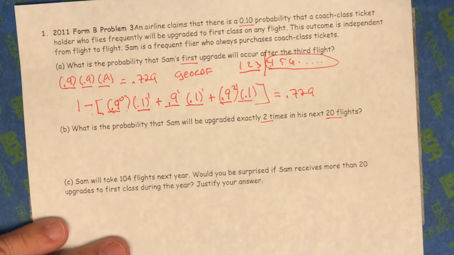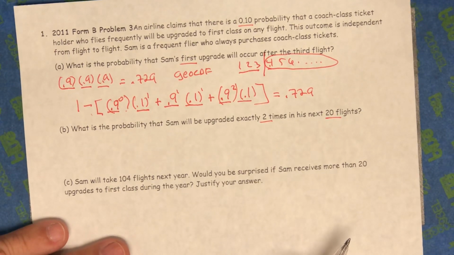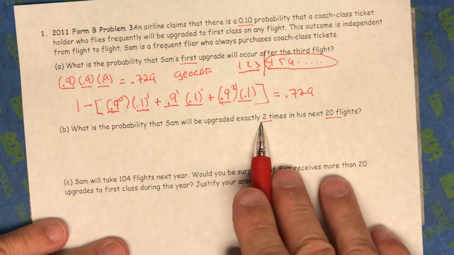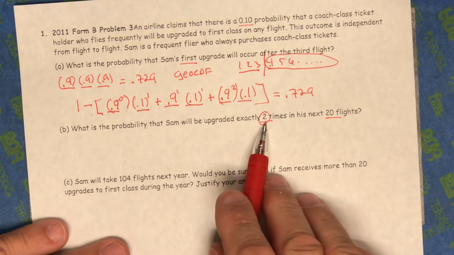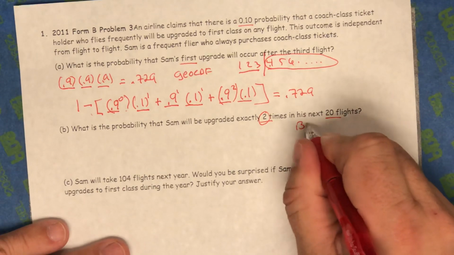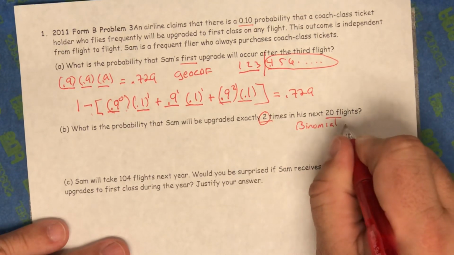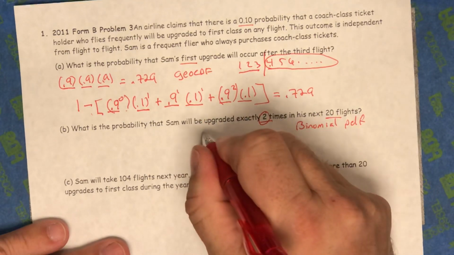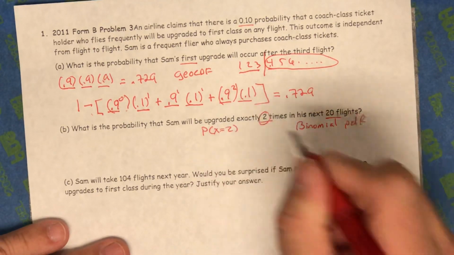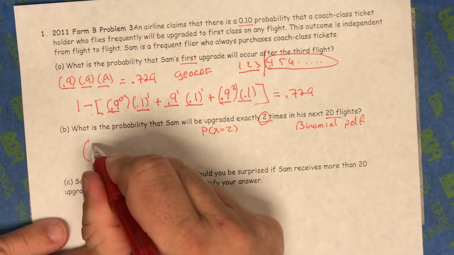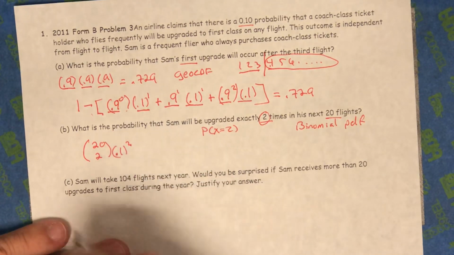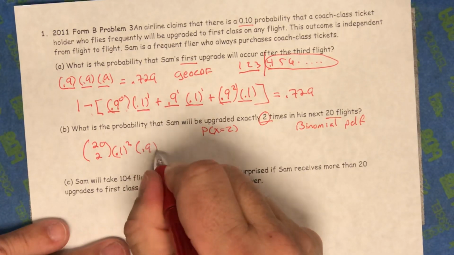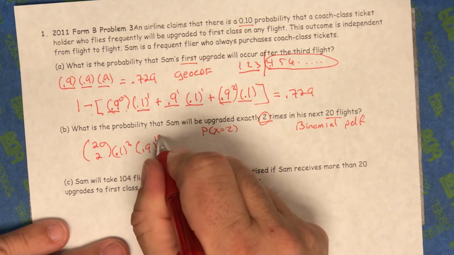So what is the probability that Sam will be upgraded exactly 2 times in 20 flights? Well, here we must be working with a binomial because we have a fixed number of trials. Our fixed number of trials is 20, and we only want to be upgraded twice, not multiple values. So this is going to be a binomial PDF because it's only one value. And so we want to know the probability that X is 2. So in this case, 20 choose 2, 0.10 squared, and then 0.9, 20 minus 2 is 18.